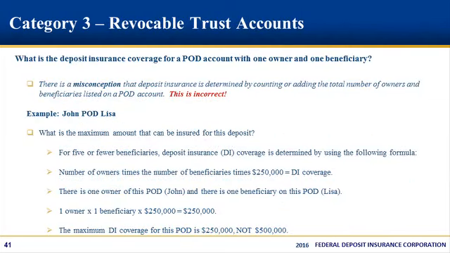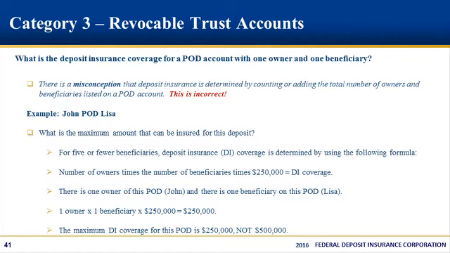For the next 2 slides, we want to discuss one of the most common misconceptions that we encounter, and it concerns the question of how to calculate coverage for revocable trust accounts. We will begin with the scenario of one owner of a payable in death account and one beneficiary. There is a misconception that deposit insurance coverage is calculated by adding the number of owners and the number of beneficiaries on a payable in death account.